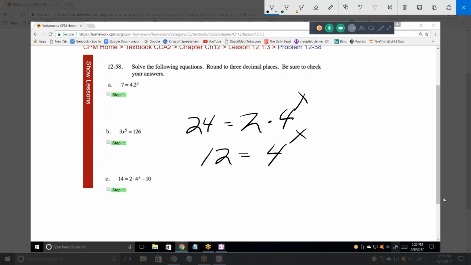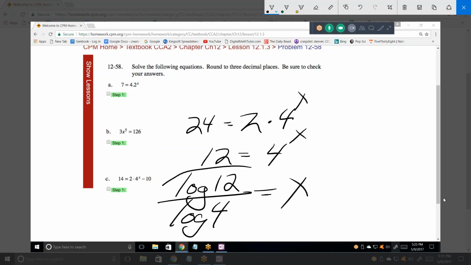Can I solve this without logs? No. Okay. Next step? Take the log of both sides. So log of 12 equals x log of 4. So x equals log of 12 divided by log of 4.